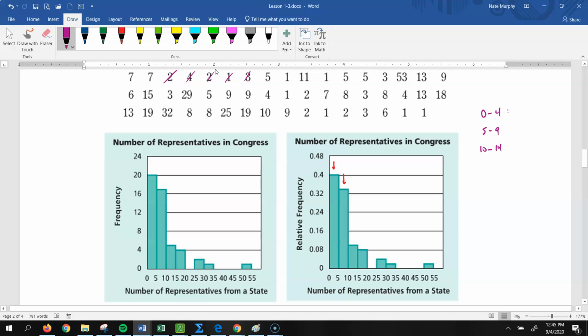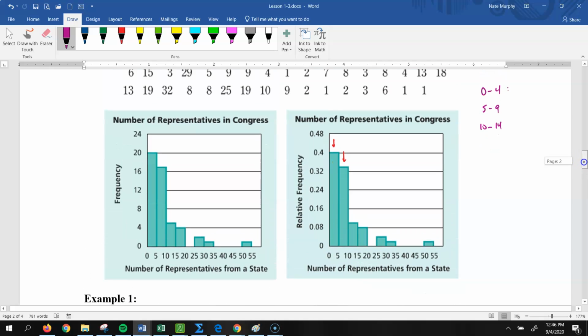And then you'd put your total, how many you'd have in each bin, and then you could put those into a graph. Now the way that they got the relative frequency is they would take each of those numbers. Remember, there's a total of 50 states. So if there were 20 states that had between 0 and 4 representatives, 20 divided by 50 is 0.4. So that's how they came up with the values for the relative frequency in that second graph.